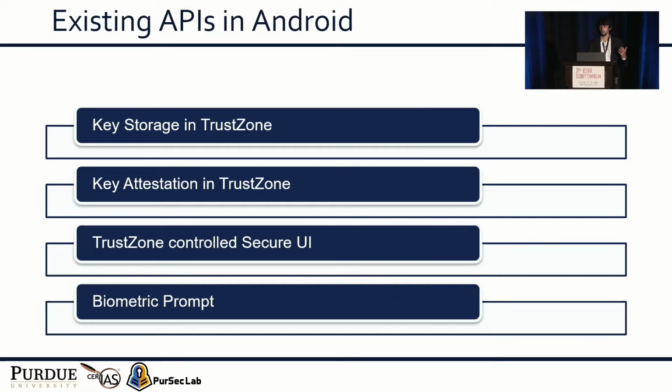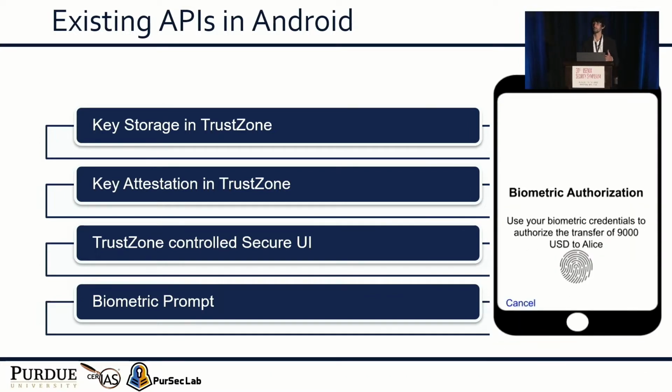Lastly, we have biometric prompt. This allows you to authenticate yourself biometrically, most commonly using a fingerprint or even a face scan these days. One note about this is that even though your biometric input might be going directly to TrustZone, the prompt being shown is not controlled by the secure hardware. This is OS controlled only.